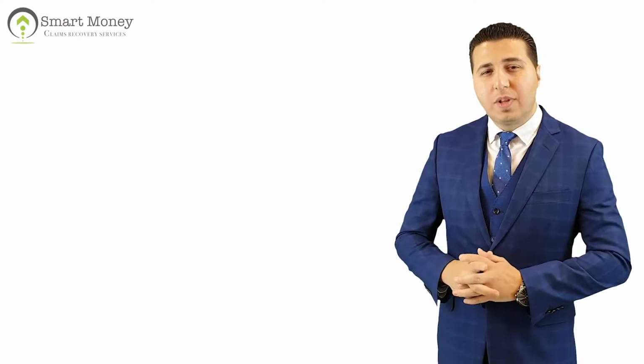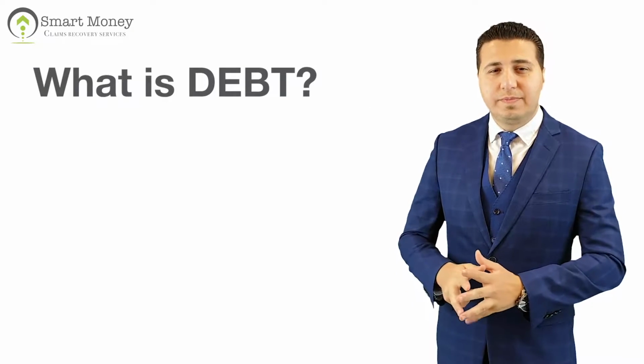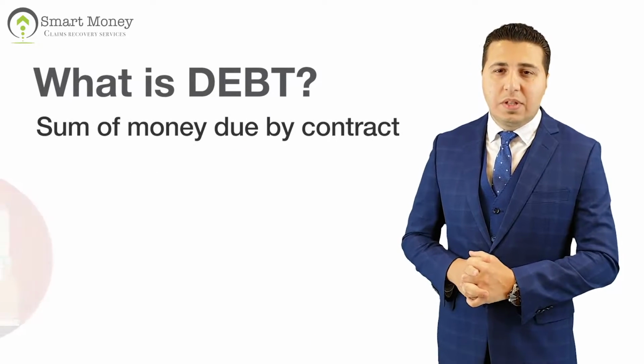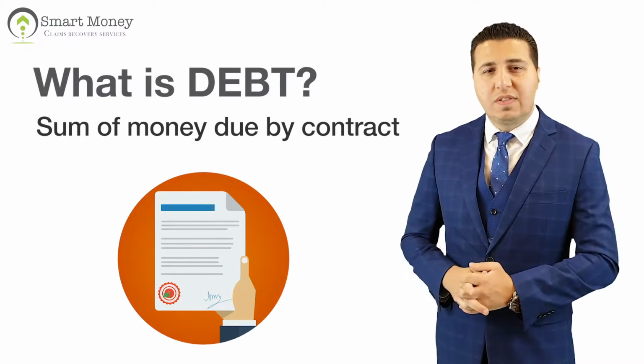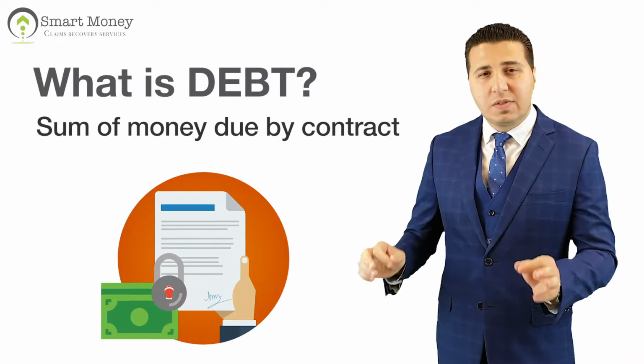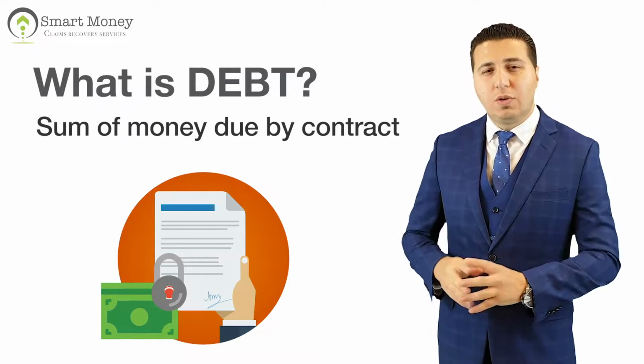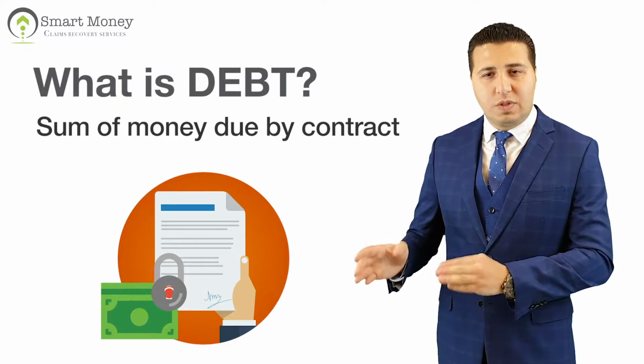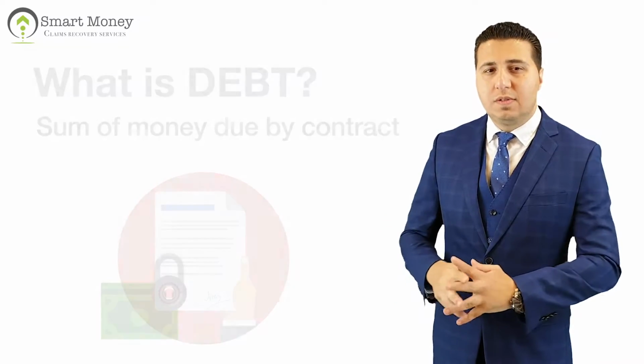First of all, what is the definition of debt? Debt is a sum of money due by contract. It's money due by an agreement which fixes the amount independent of specific circumstances. In conclusion, if you make a contract to give or do something for someone, you now owe debt.